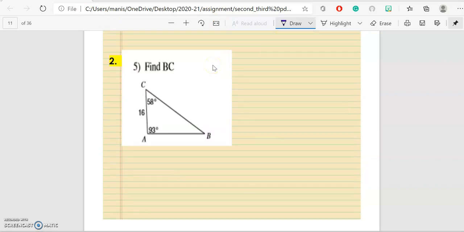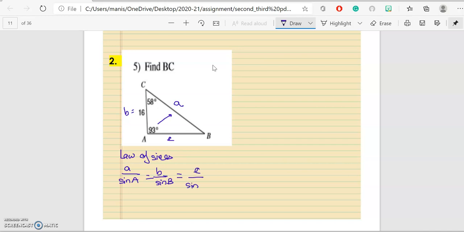Find BC. So step number 1 is what? We label the triangle. This is your angle A, so the side whichever is across angle A will be your lowercase a. This will be your lowercase b, and this one will be your lowercase c. Our law of sines, our sine formula is what? Law of sines, a over sine of A is equal to b over sine of B is equal to what? Lowercase c over sine of C.